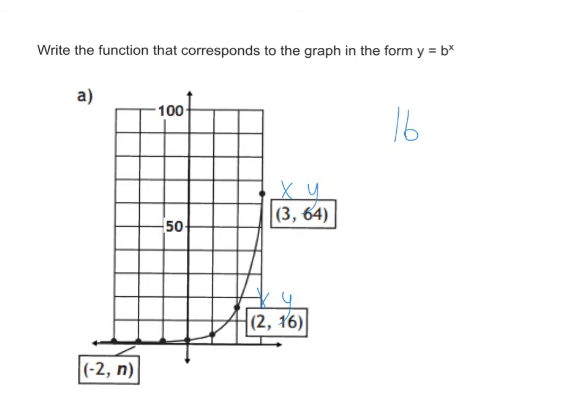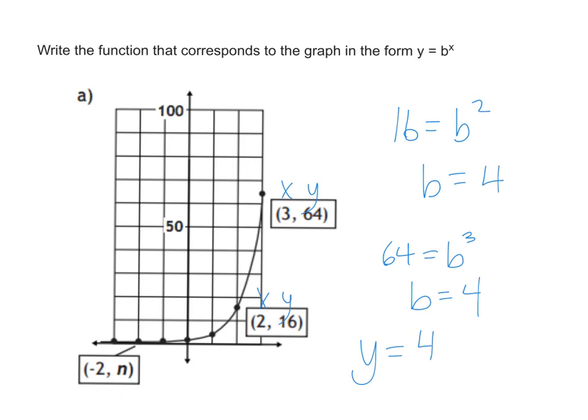So 16 equals b to the power of 2. Take the square root. B is equal to 4. Or if we use the other point, the 64 and 3, we'd say 64 equals b to the power of 3, and then take the cube root, we still get b is equal to 4. So y equals 4 to the power of x would be this function.